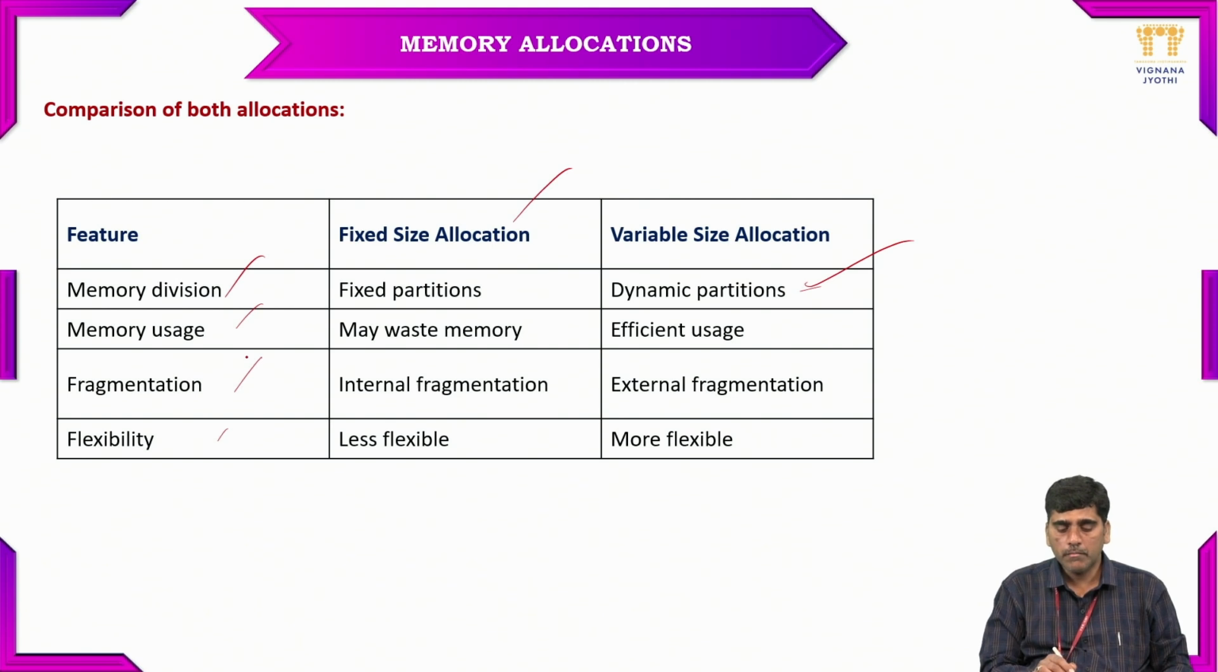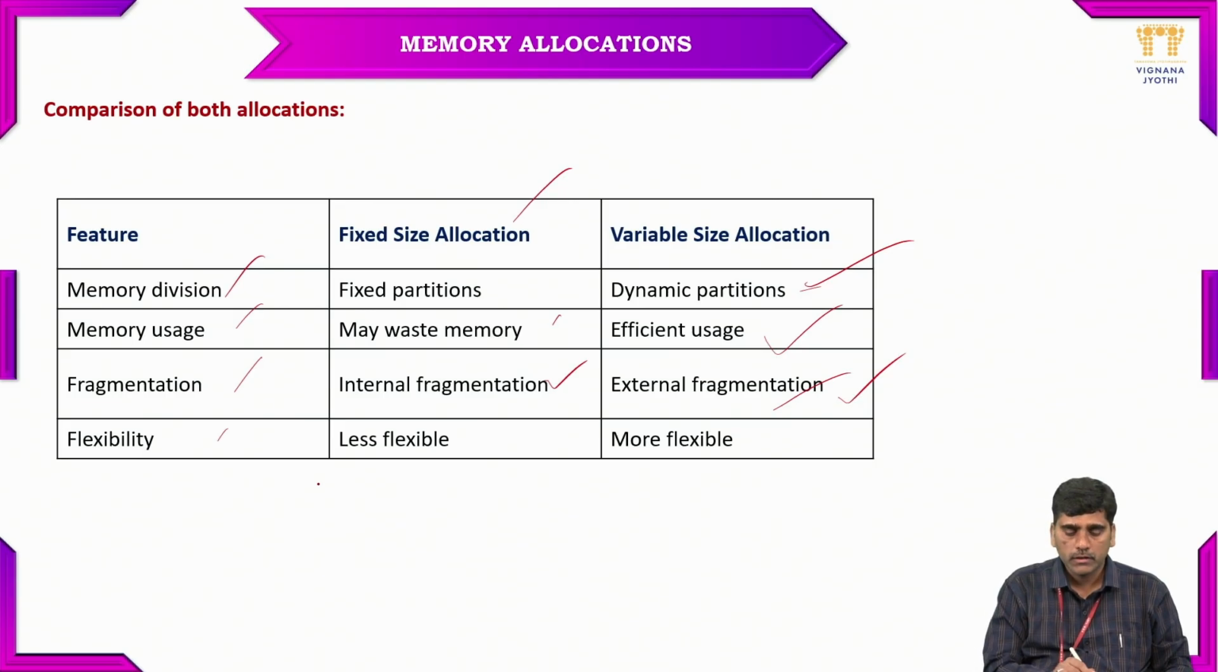The memory usage may waste memory in fixed sized allocation because it always leads to internal fragmentation, so that leads to maximum waste of memory. In variable sized allocation, it does not occur in most cases, and it uses memory efficiently. For fragmentation, in fixed sized allocation internal fragmentation occurs: after a process uses a block, the remaining block size gets wasted. In variable sized allocation, external fragmentation occurs: altogether there is enough size for the process, but it cannot be accommodated into an individual block.